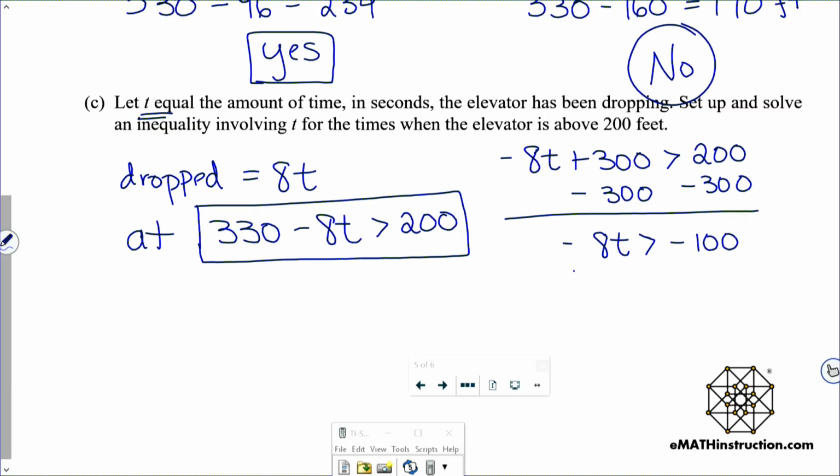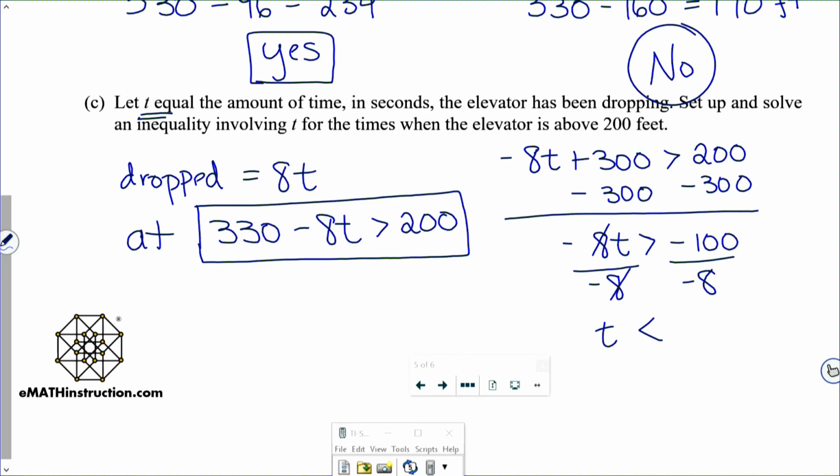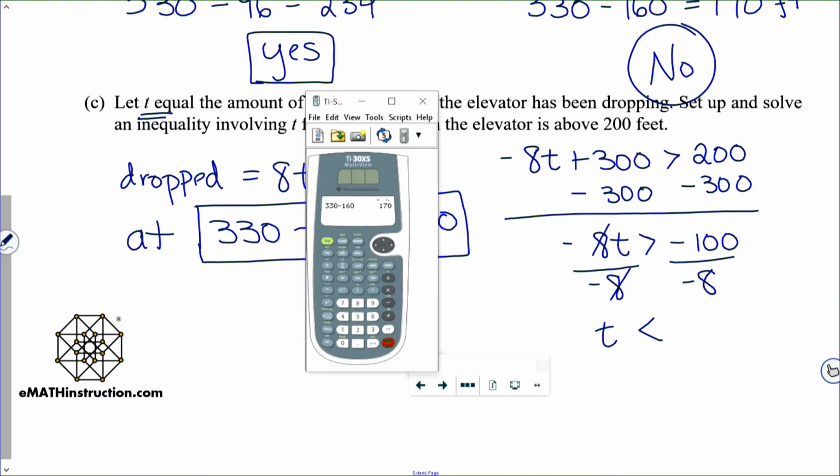No issue there, but here comes that property of inequalities. I'm going to divide both sides by negative 8. As soon as I do that, I have to switch that greater than symbol to a less than symbol. Now maybe I want to bring my calculator out so I can do negative 100 divided by negative 8, and I find that t is less than 12.5 seconds.